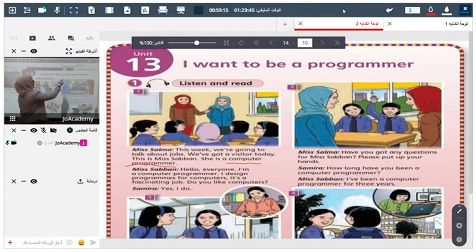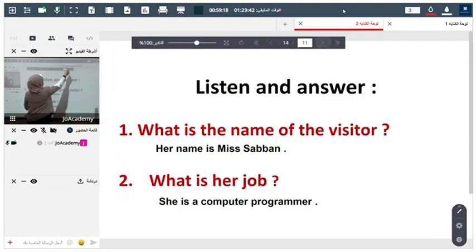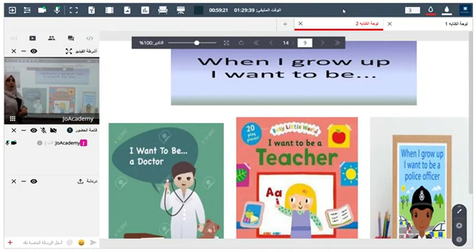But before that, let's look at this, okay? When I grow up, I want to be. So, what do you like to be? Look at these pictures. I think that some of you want to be doctors. Some of you want to be teachers. Some of you want to be police officers. Some of you want to be engineers, okay? A nurse. So we have too many different jobs. So start to think, okay, about your future. What would you like to be when you grow up, okay?